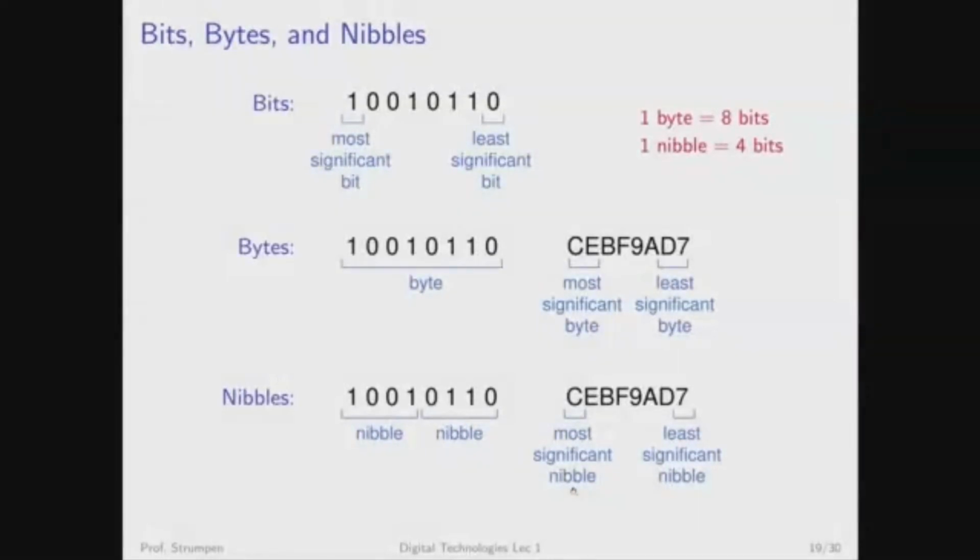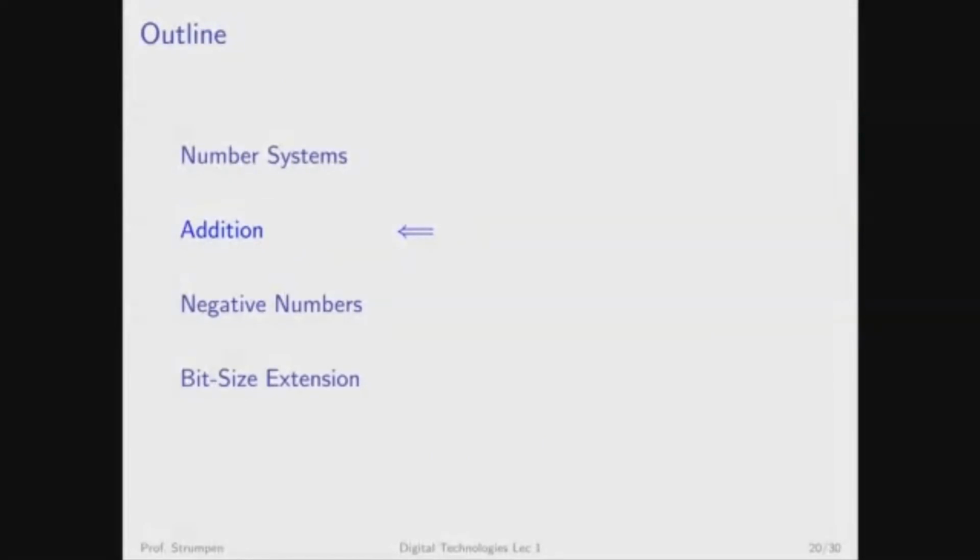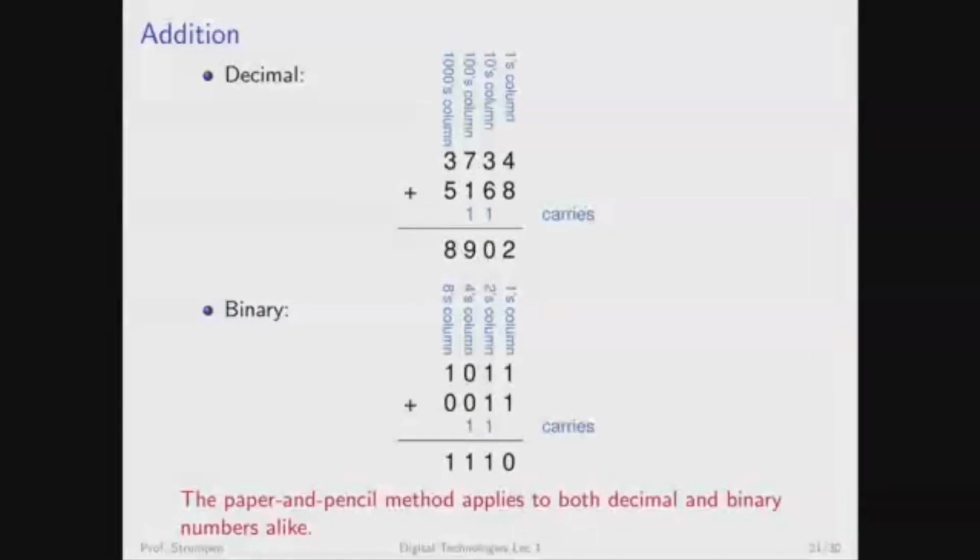Next, let me look into operating, and the simplest operation on numbers is addition. Right? Before we look into binary addition at the bottom half of the slide, let's first recall how we add 2 decimal numbers. We add 2 decimal numbers, 3,734 and 5,168, by aligning the numbers in the ones column, right? And then the tens, 100s, and 1,000 columns go towards the left.